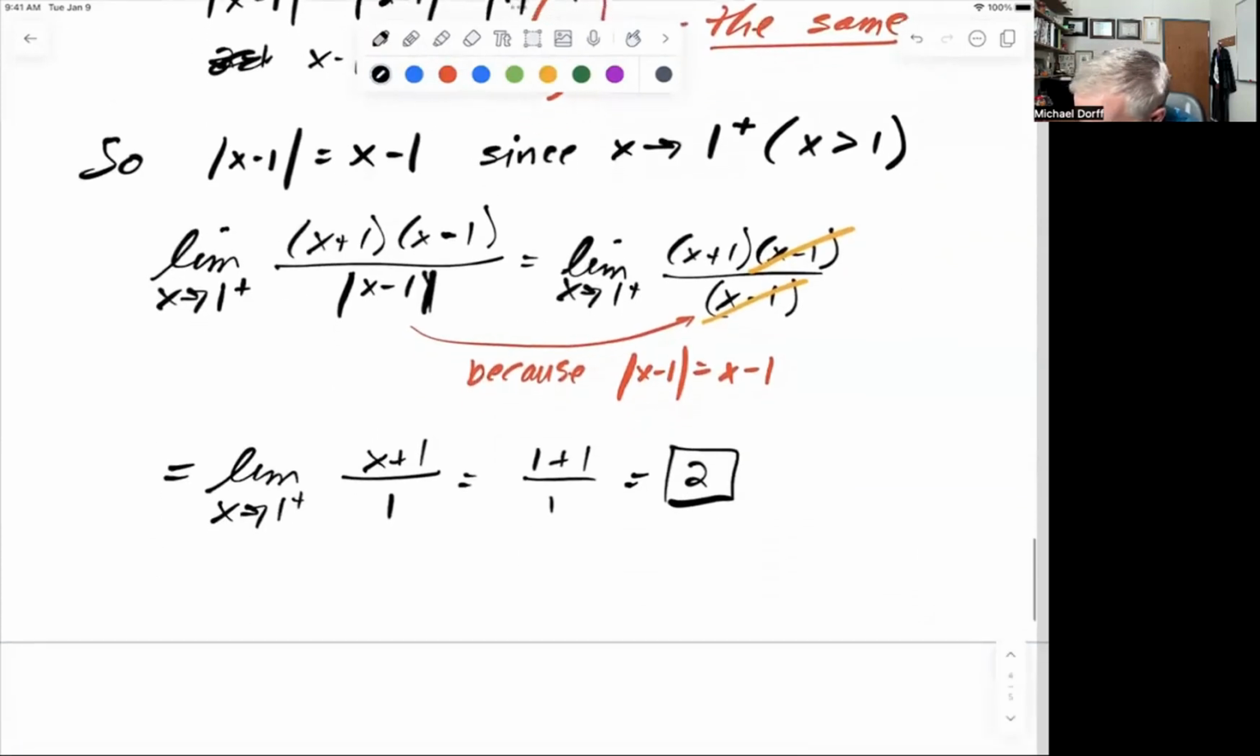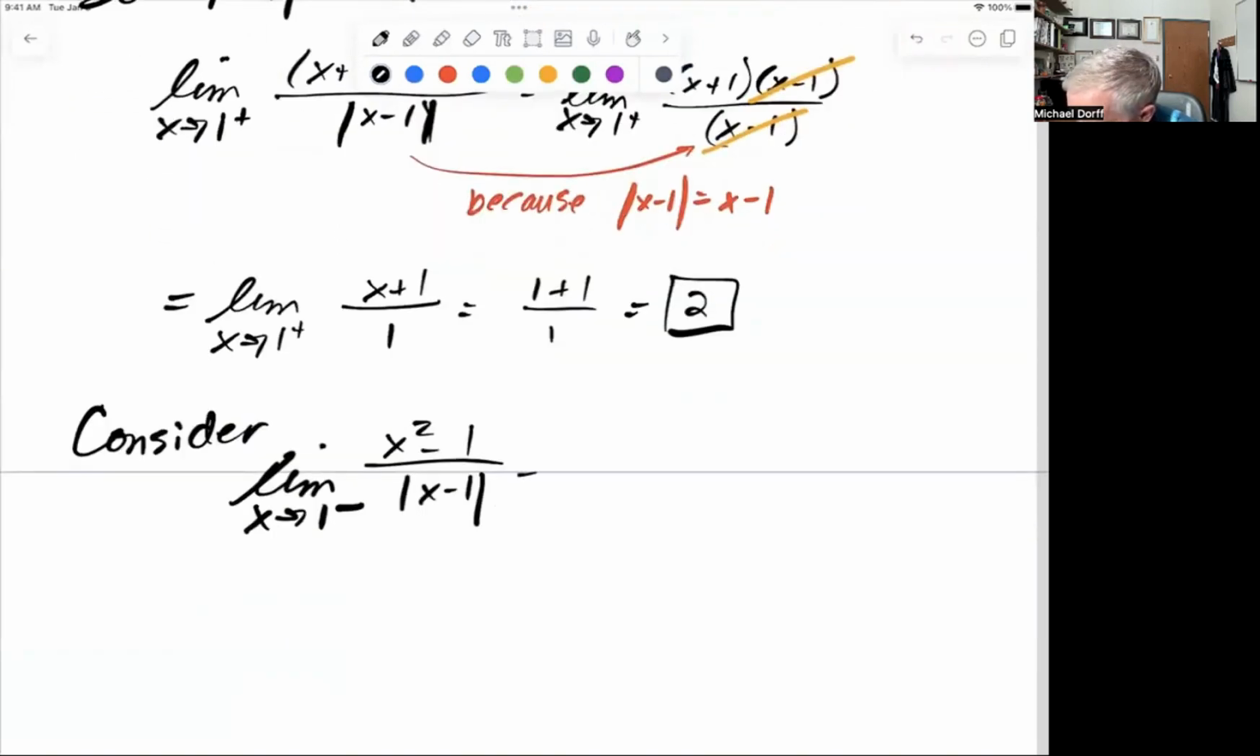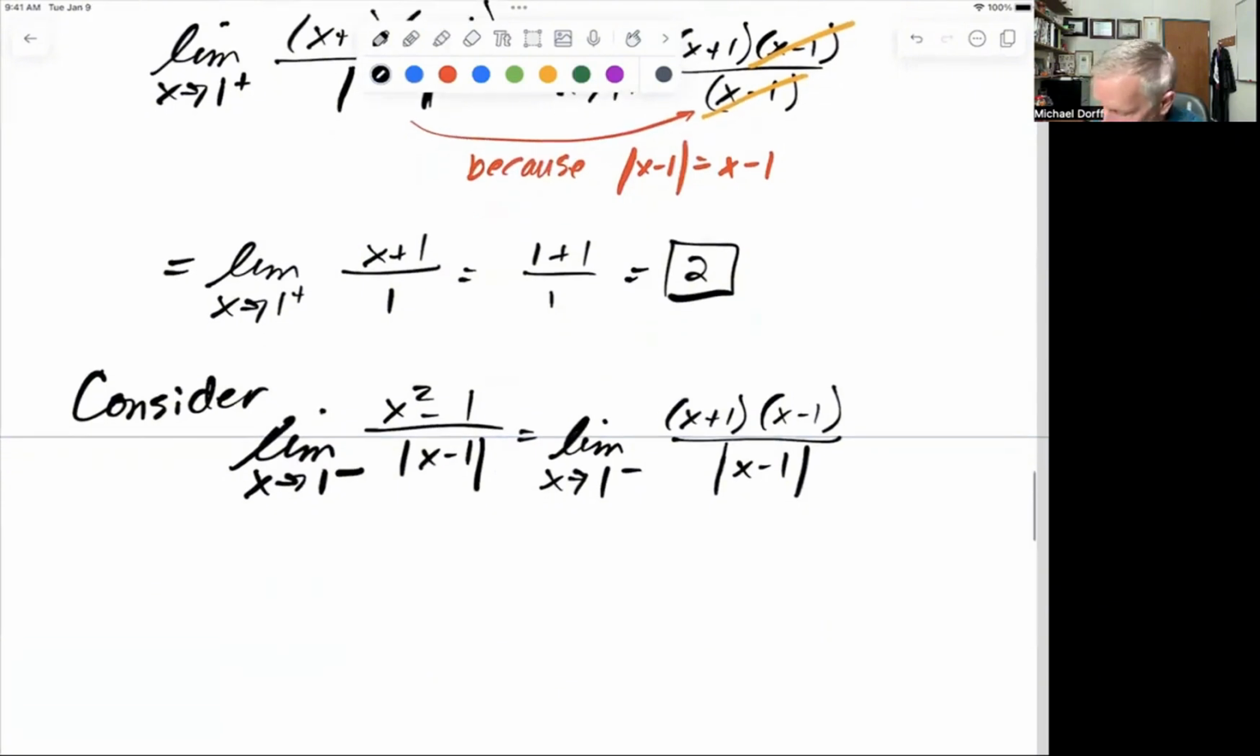All right, let's consider a variation of this. Consider the limit as x goes to 1 from the left. Same problem, but I'm doing it from the left this time. We already showed that the numerator factors, and we get this. Last time, in the previous example, we were doing it from the right, and we were able to drop the absolute value. Does the same thing work here?